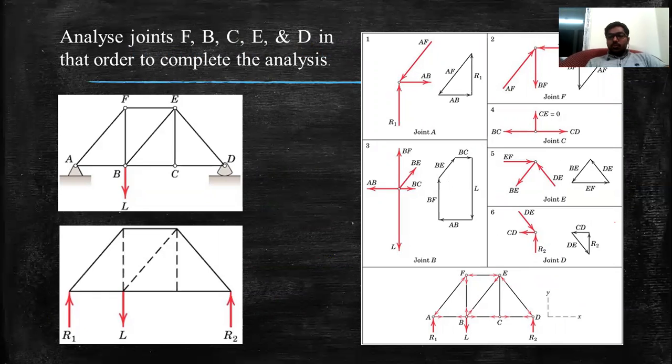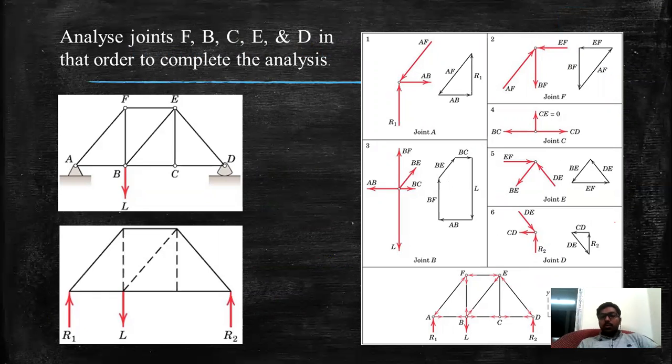Let me remove this one first. You can see this is known now. Now this member force is unknown. We are considering joint F. As there are only two unknowns, if we apply sum of Fx equals 0 and sum of Fy equals 0, we can easily solve for member force EF and member force BF.